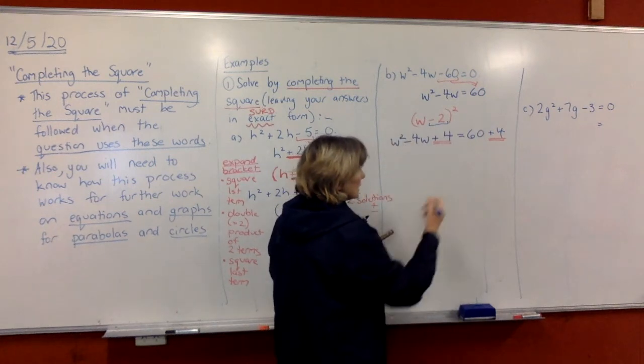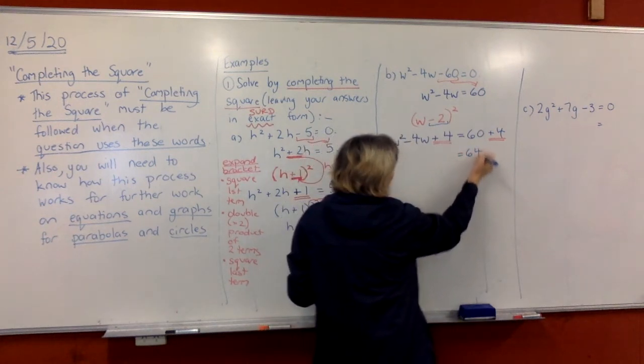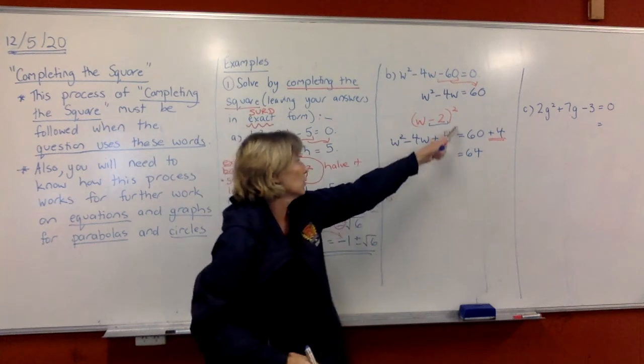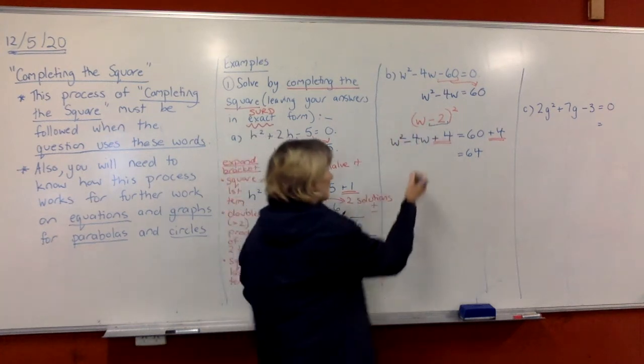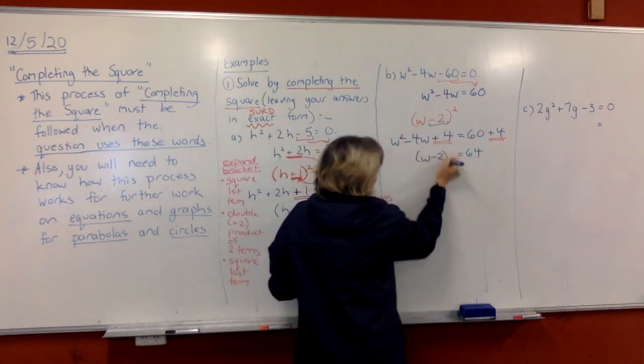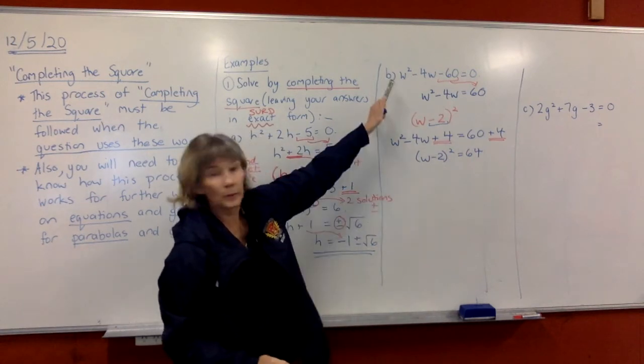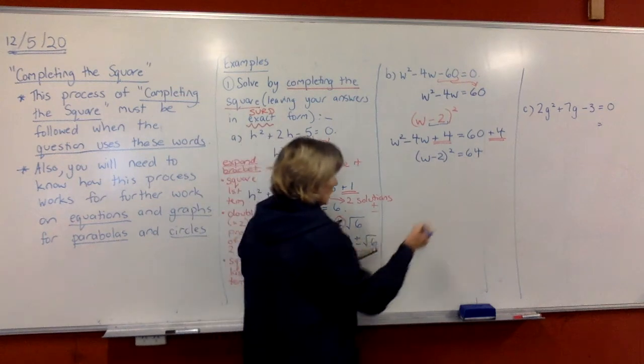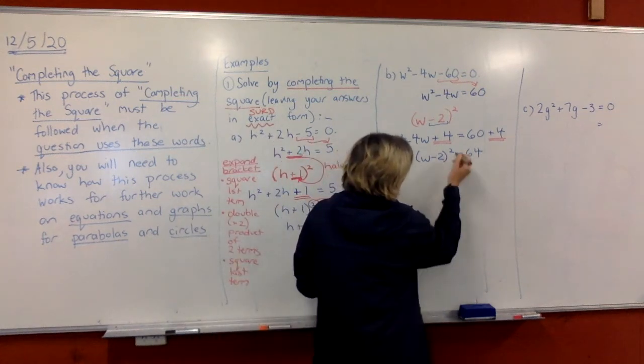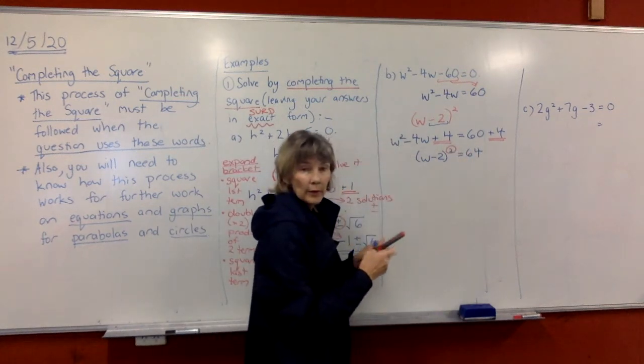Okay, so do 60 plus 4 is 64. And over here, we're just taking all of this back to the bracket. Okay, now we're solving it. Do not go and expand it because we're not going back to where we started. So we want to get rid of the squared. So the opposite of squaring is square root.